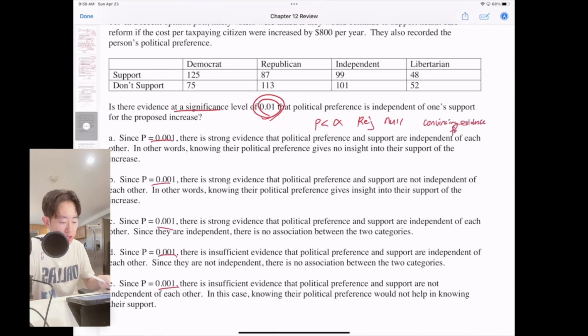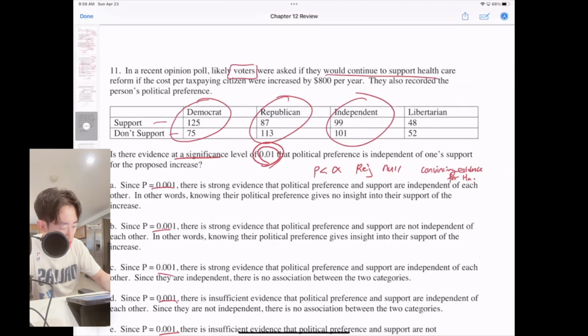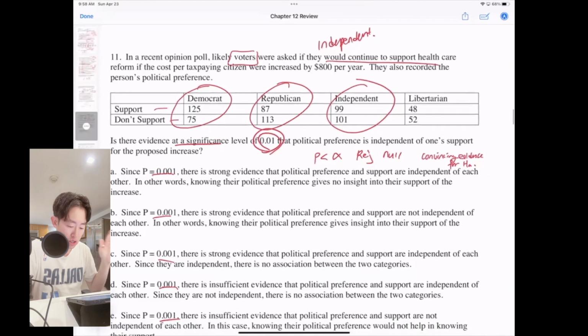for the alternative hypothesis. So here we were asked to see if they continue to support the healthcare reform. So support or not support, based on their political affiliation. It seems like we have just one random sample here, which means this is checking to see if they are independent or not. But we'll go through all the answer choices. So let's read A. There is strong evidence that political preference and support are independent of each other. In other words, knowing their political preference gives no insight.